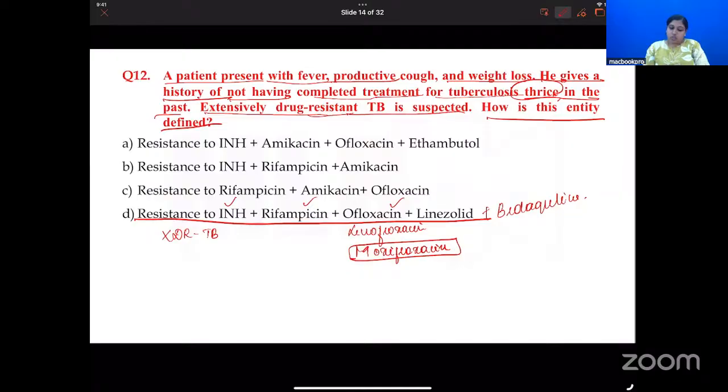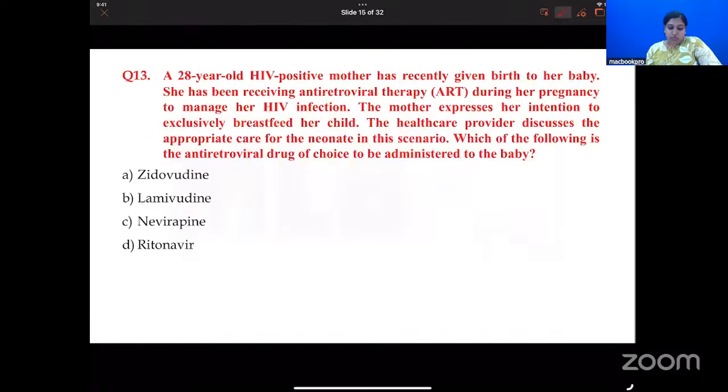Now tell me a NORCET-centric important question which can come from moxifloxacin. Moxifloxacin is a drug which causes maximum QT prolongation. Among all the drugs which cause QT prolongation, moxifloxacin causes maximal QT prolongation. That is also something you have to remember. So extensively drug-resistant TB, and we also have rifampicin-resistant TB. This is the definition for extensively drug-resistant TB. Next we'll go to the next question.